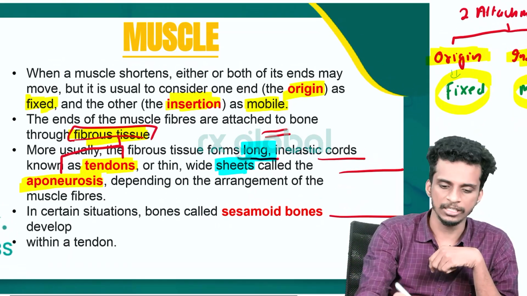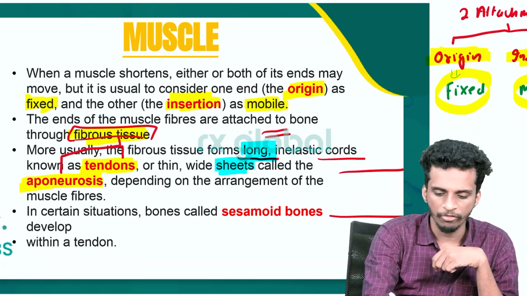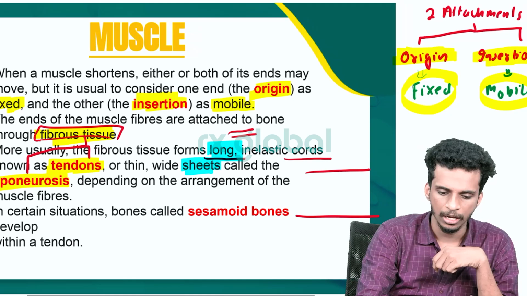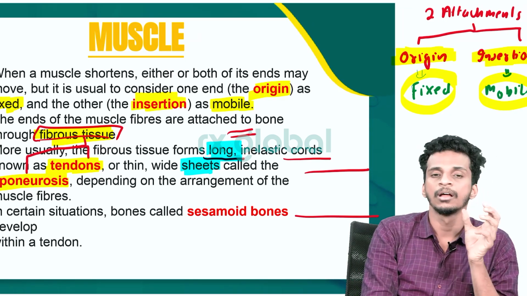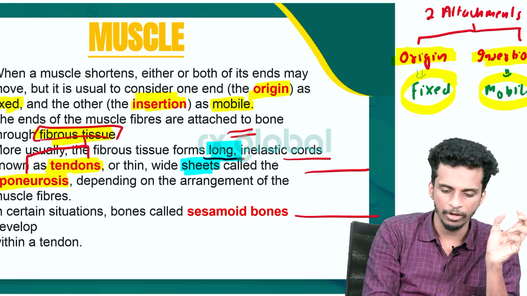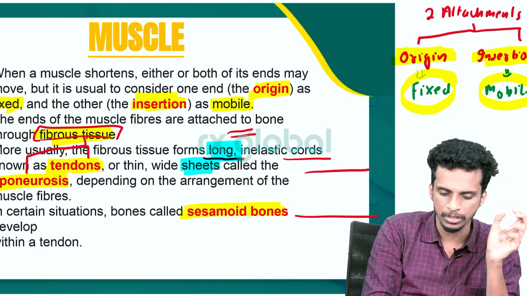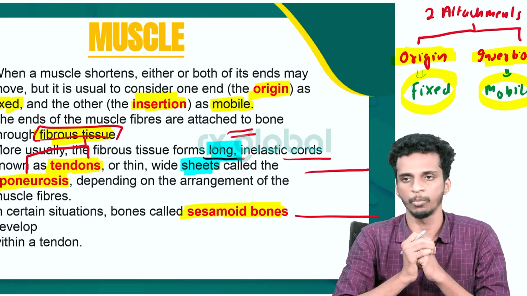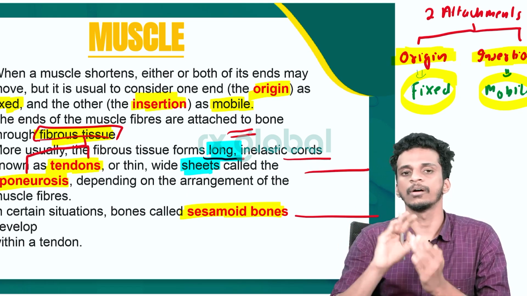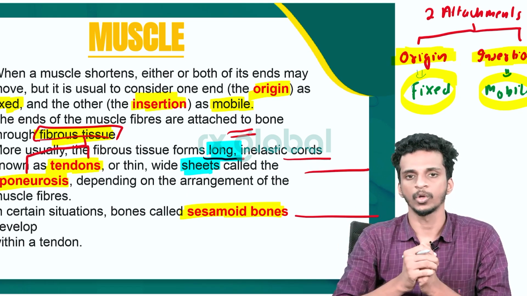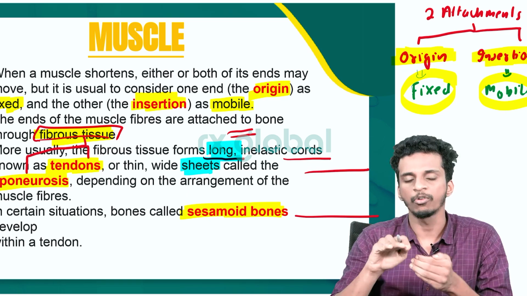Now, in certain situations, bones are formed from muscles, and we call these bones sesamoid bones. So what are sesamoid bones? Sesamoid bones are those bones which are formed from a muscle.